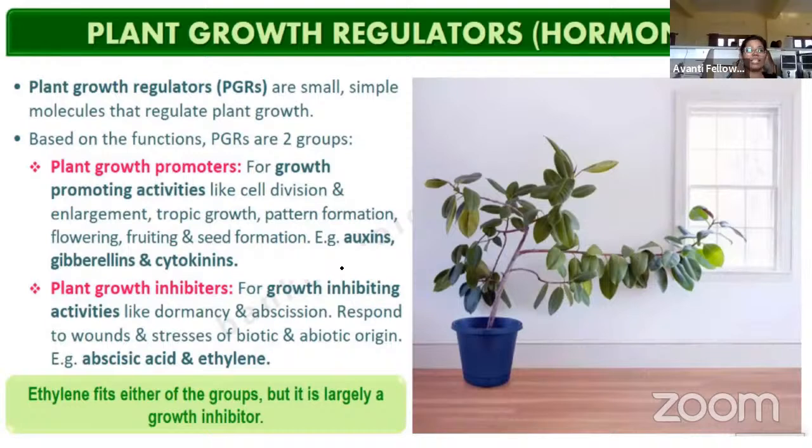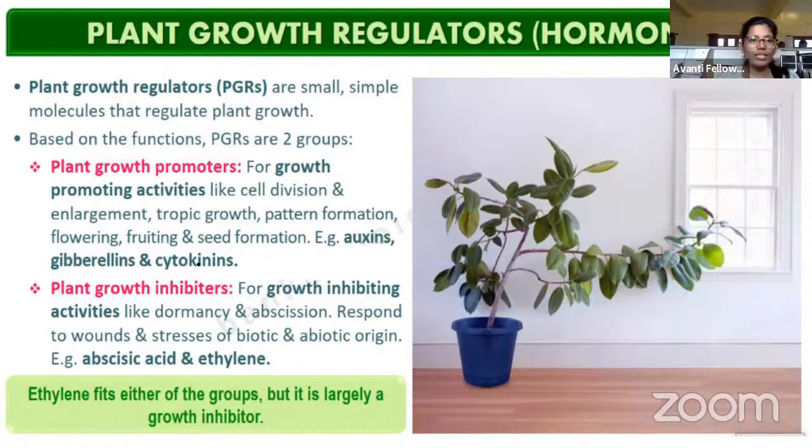I'm saying regulating. I'm not saying inhibiting, or that it will promote the growth. It can regulate, which means it can increase or decrease, promote or stop. So based on this, the plant growth regulators have been divided into two types: plant growth promoters and plant growth inhibitors.